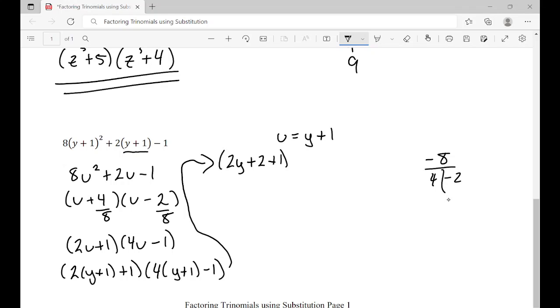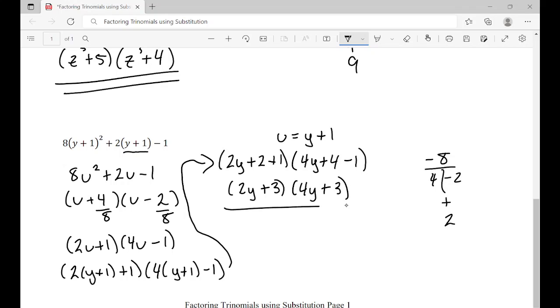So 4y plus 4 minus 1. And just combine the like terms. So 2y plus 3, and then 4y plus 3. And this will be the factored form of this. You could just expand this all out, combine it and do the factoring that way, but this is a kind of shorter way. But in any case, just take the middle variable, substitute it, plug it in, and be done.